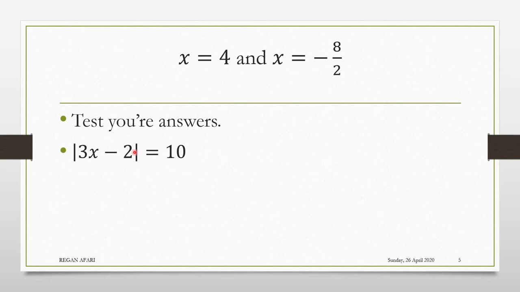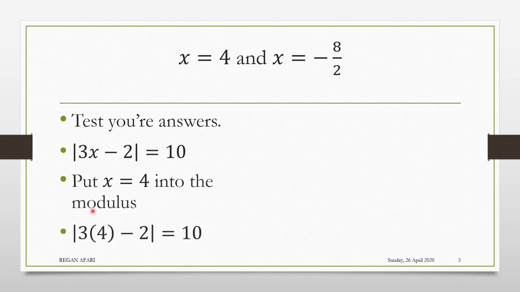This is the modulus function that we have. We will put 4 into the function and see if the answer will certainly be 10. So that would be 3 into 4 minus 2. 3 times 4 is 12, and 12 minus 2 is 10. So we have the absolute of 10, and that will be equal to 10. The absolute of 10 is indeed 10. That means that the answer x equals 4 is correct. That is what we are looking for.